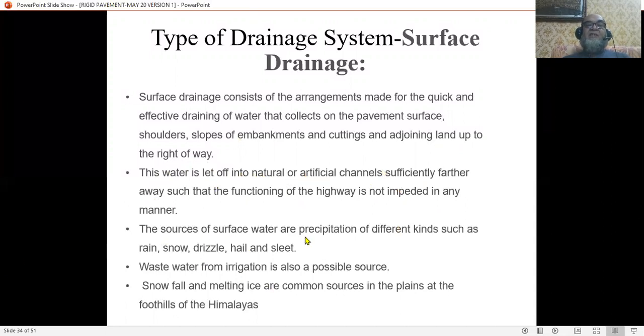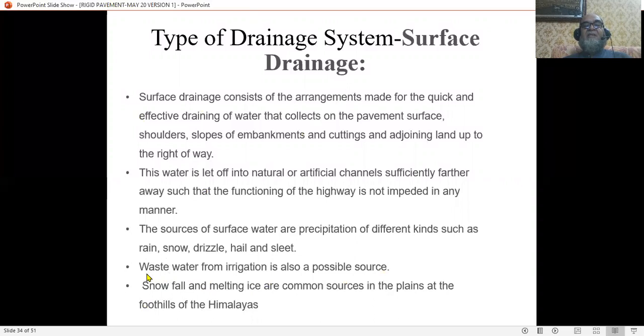The sources of water are normally rain, snow, drizzle, hail, and sleet. Wastewater from irrigation is also a possible source, and in our system, the water flowing out from the manholes, sewage water, is also water that we need to collect. Even though the best solution is to connect those sewerage lines, this is something beyond our hands.